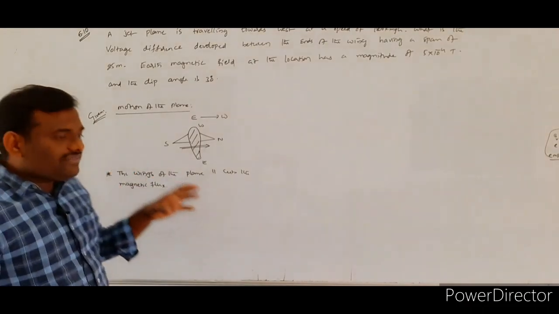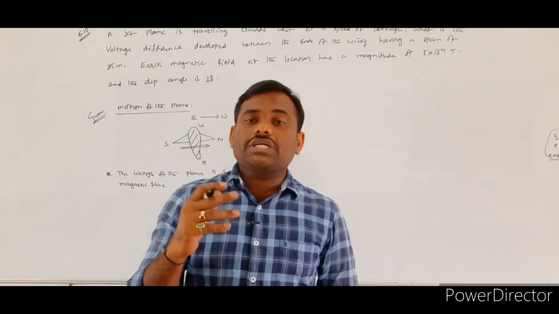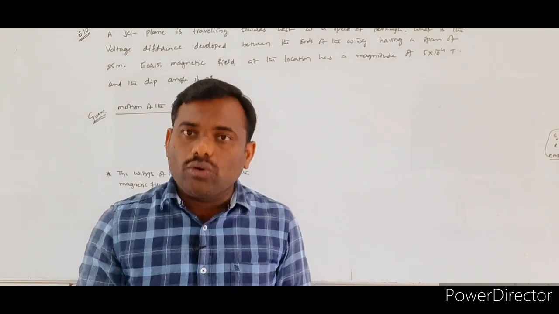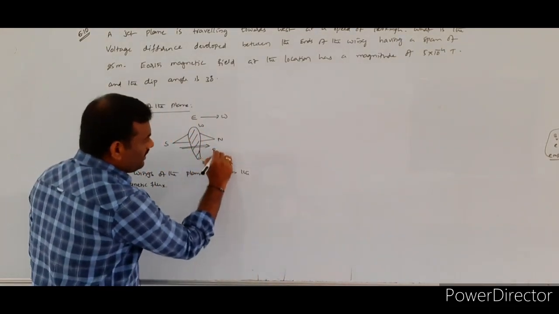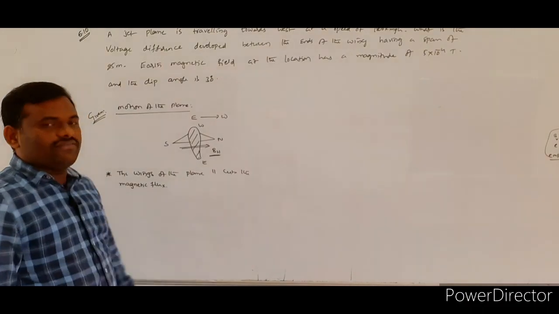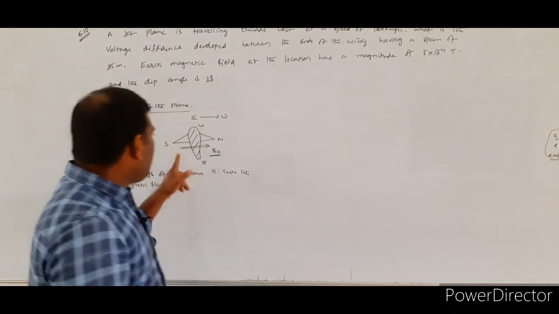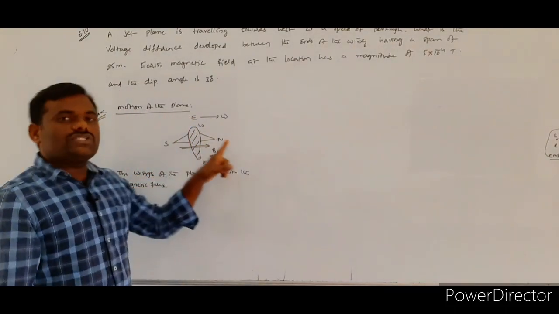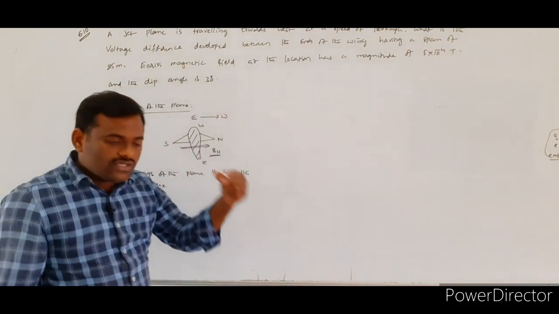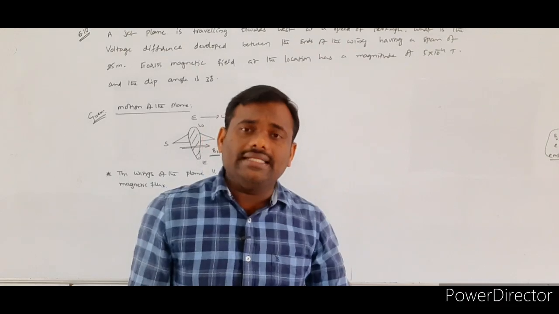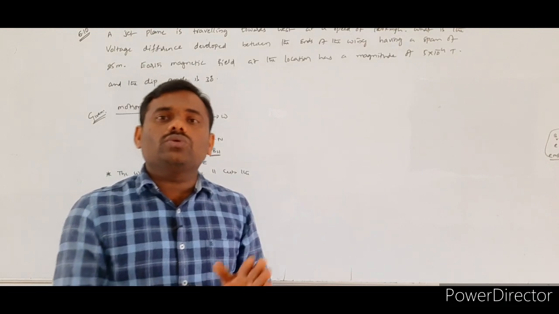If the wings of the plane are cutting the magnetic flux, once again we have to see which component of the earth magnetic field we have to consider. Already I told that the horizontal component of the earth magnetic field always exists in the direction of south to north. Here the wings of the given plane are also in the direction of south to north, and the horizontal component of the earth magnetic field is also in the south to north direction.